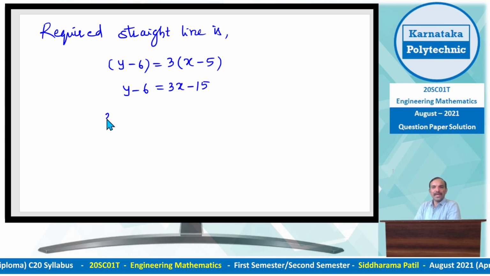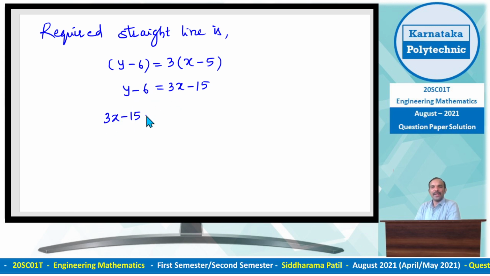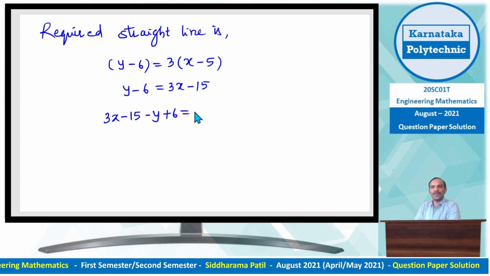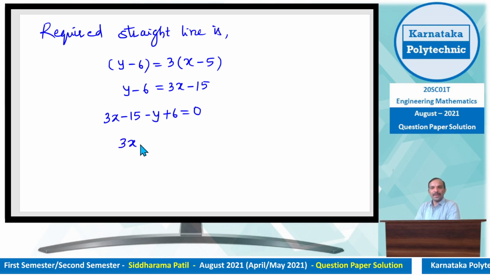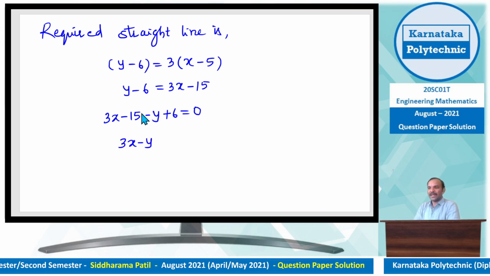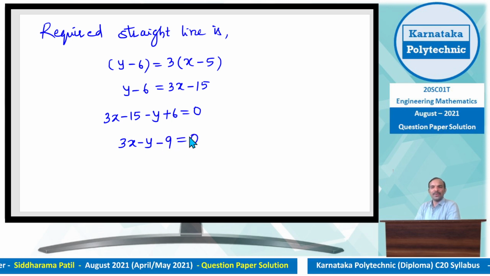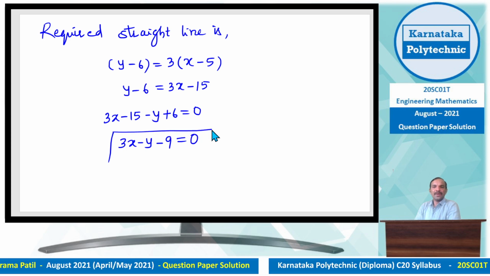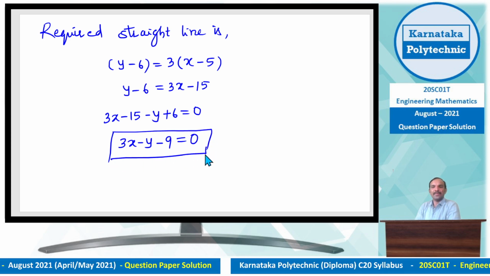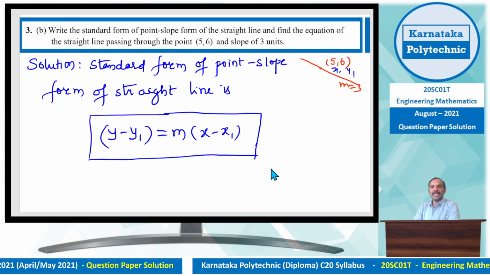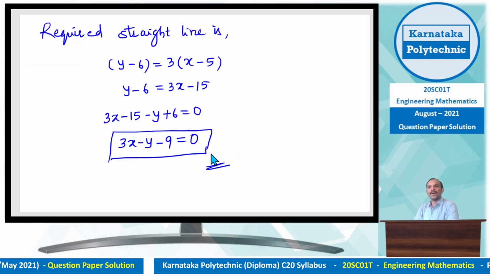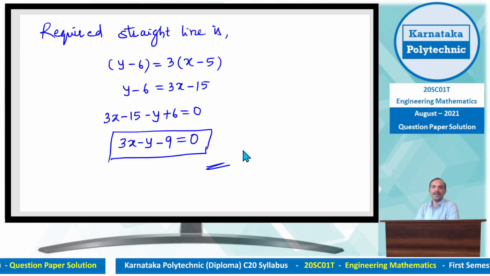3x minus 15. Taking y to the other side, it becomes minus y, and plus 6 becomes minus 6, equal to 0. Now 3x minus y minus 15 plus 6, that is minus 9, equal to 0. It is the required equation of the line. Now it is standard form and it is the required equation of the line for the given data.